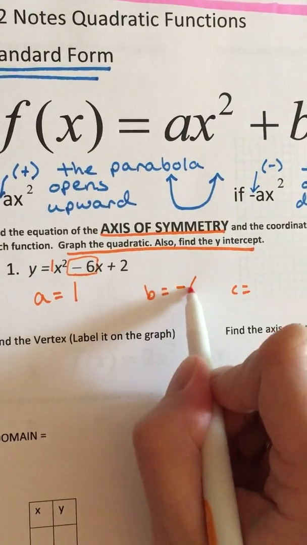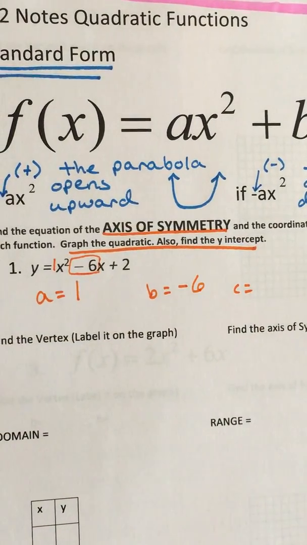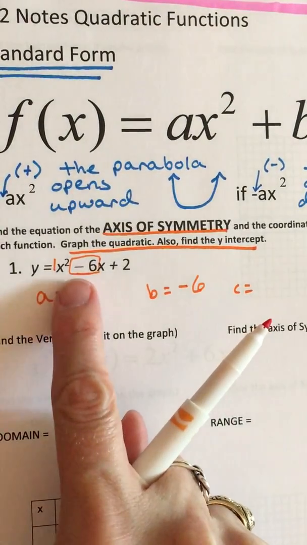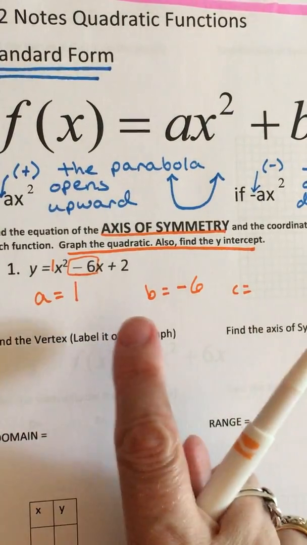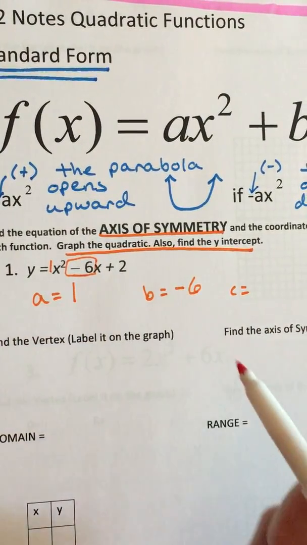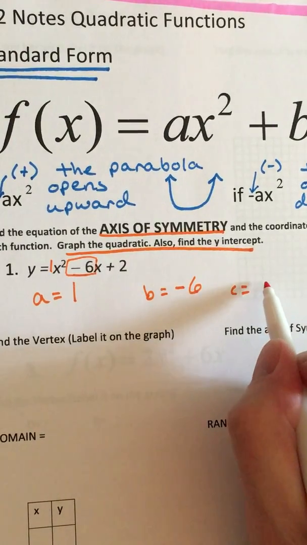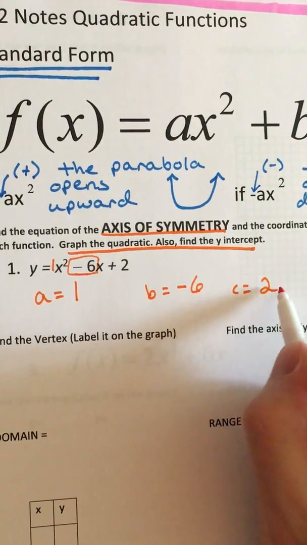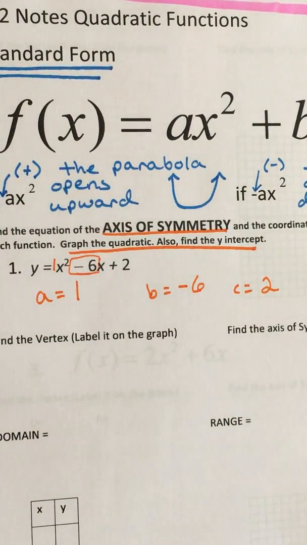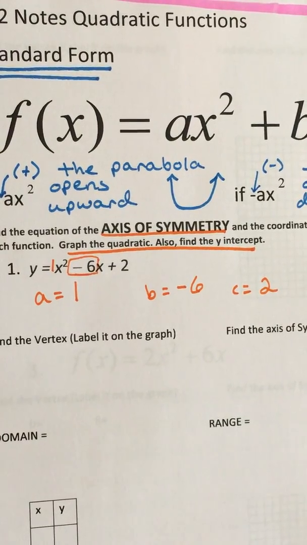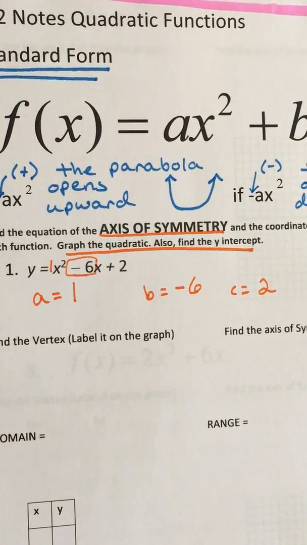B is this value here in front of the x. That is negative 6. Make sure you take the negative with the 6. Whatever this is, you use it. And then c is this last piece. It is a positive 2. You don't need the plus sign. It is understood that it is positive if you don't state anything other than that.